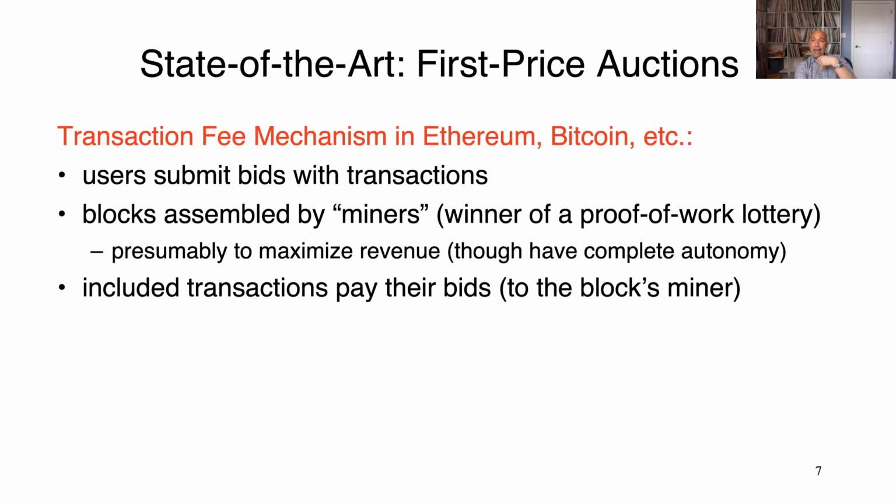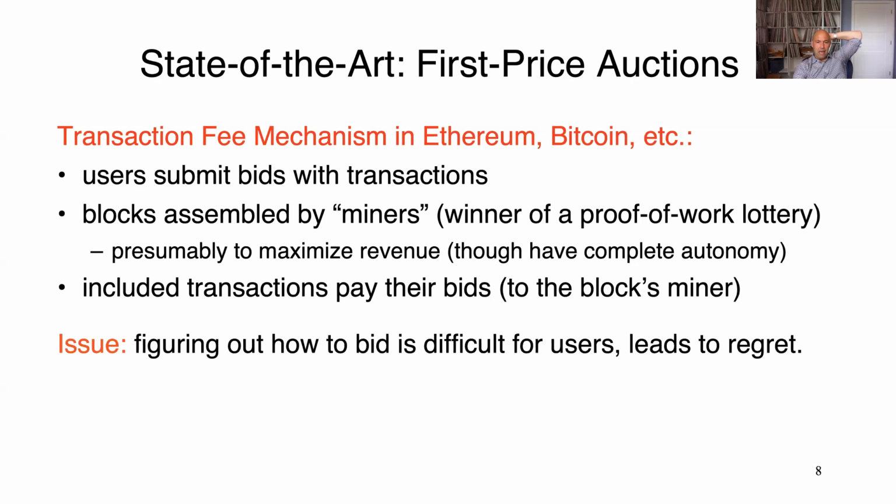Okay, so that's how it works right now. Each user, they just say, hey, here's what I'm willing to pay. Miners, they assemble a block however they want, but probably they put in the transactions that are willing to pay a lot. And then, whatever transactions are willing to pay, if they're included, they actually do pay it. And moreover, that payment goes directly to the miner of that block. Okay, so that's what I mean by a first price auction, and that's how things are done today.